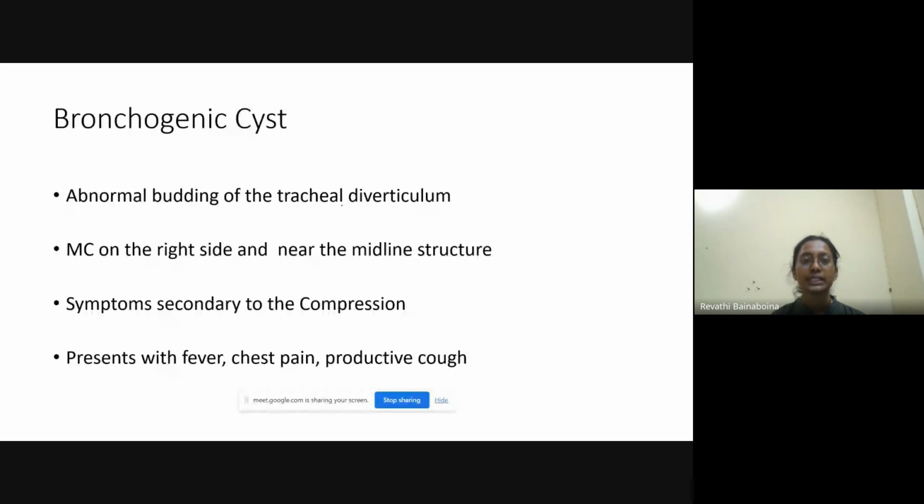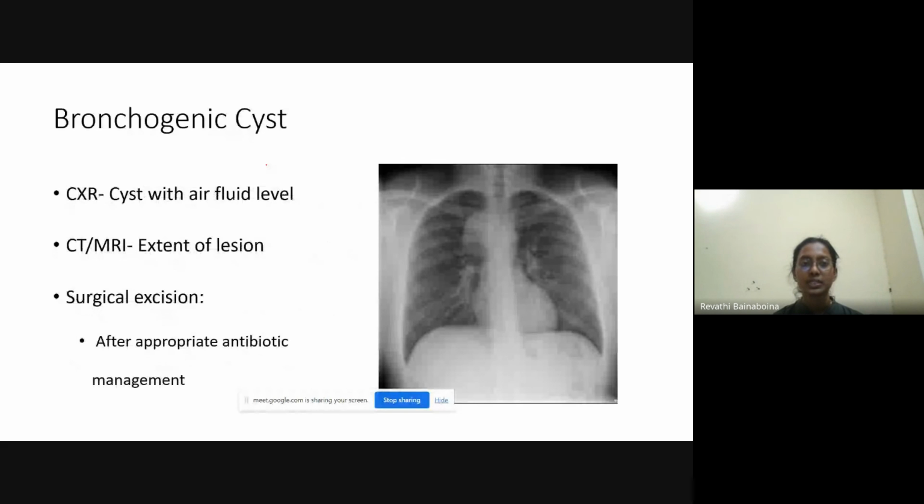This is a bronchogenic cyst. It is an abnormal budding of the tracheal diverticulum, which occurs most commonly on the right side and near the midline structures. Symptoms are secondary to compressive features. Typically, the child presents with fever, chest pain, and productive cough. Chest X-ray shows the cyst with an air fluid level, which is not compulsory. CT and MRI can be done to look for the extent of the lesion. Surgical excision can be done if there are more compressive features or symptoms causing distress and failure to improve after appropriate antibiotic treatment.